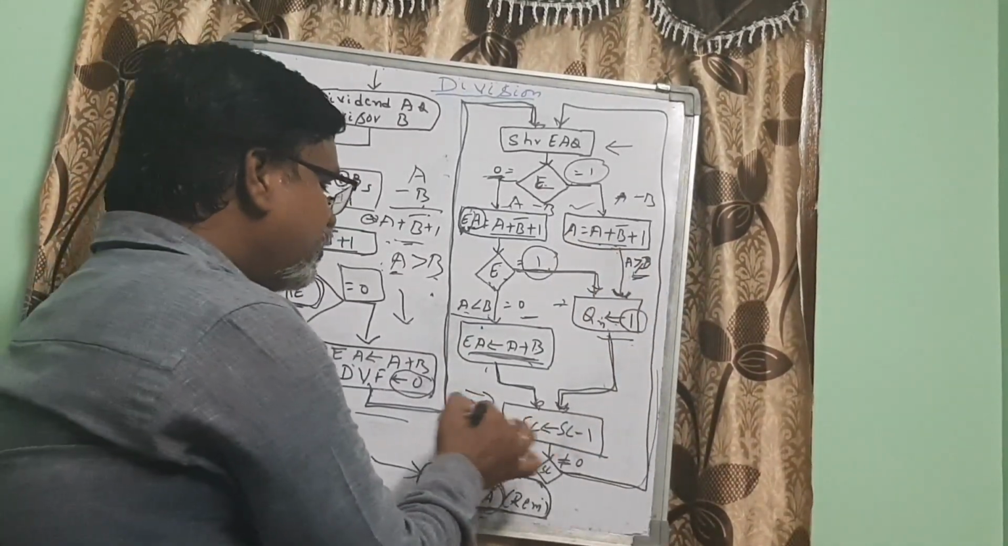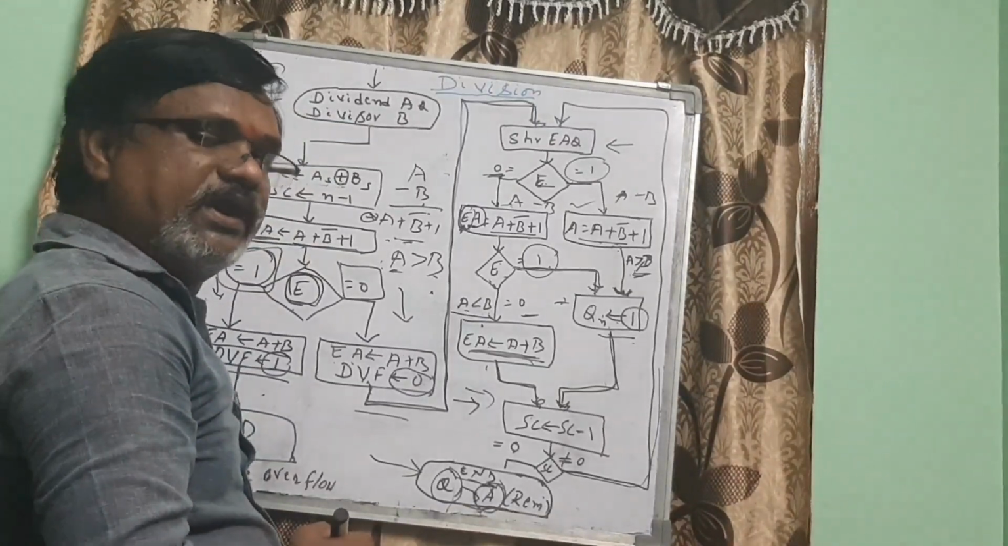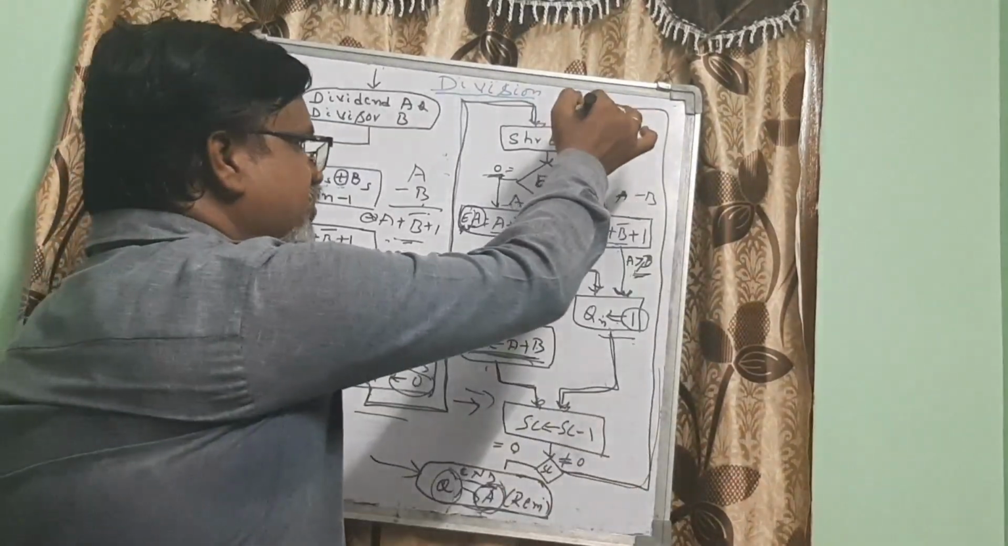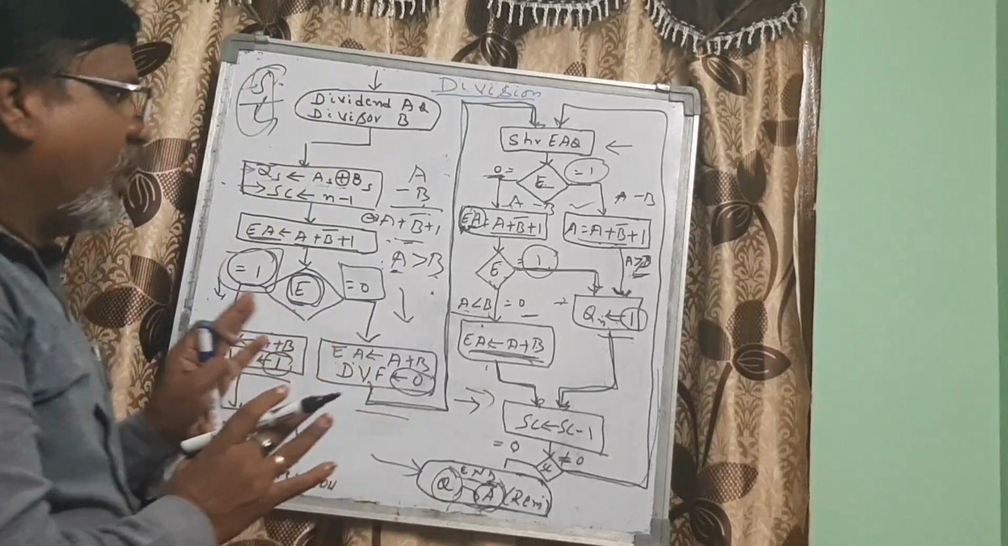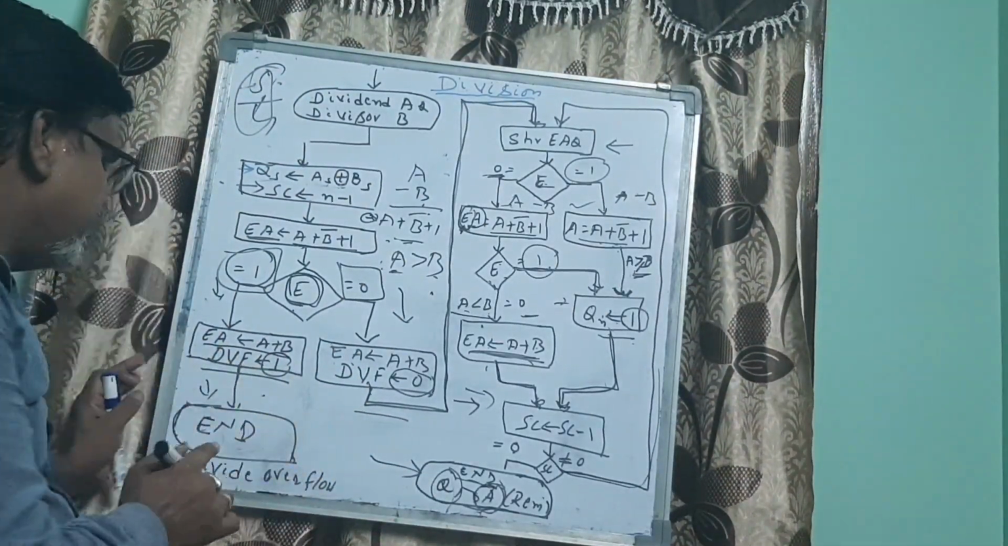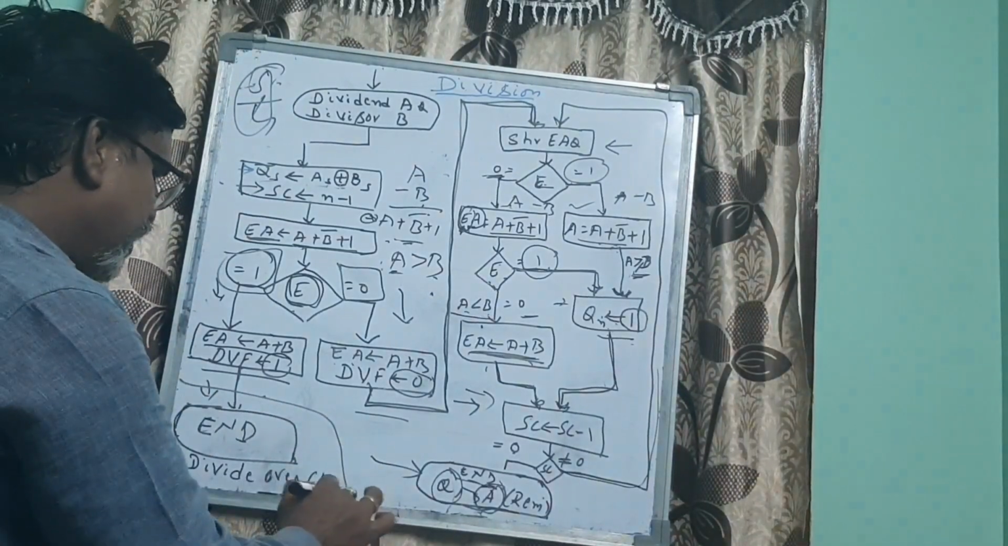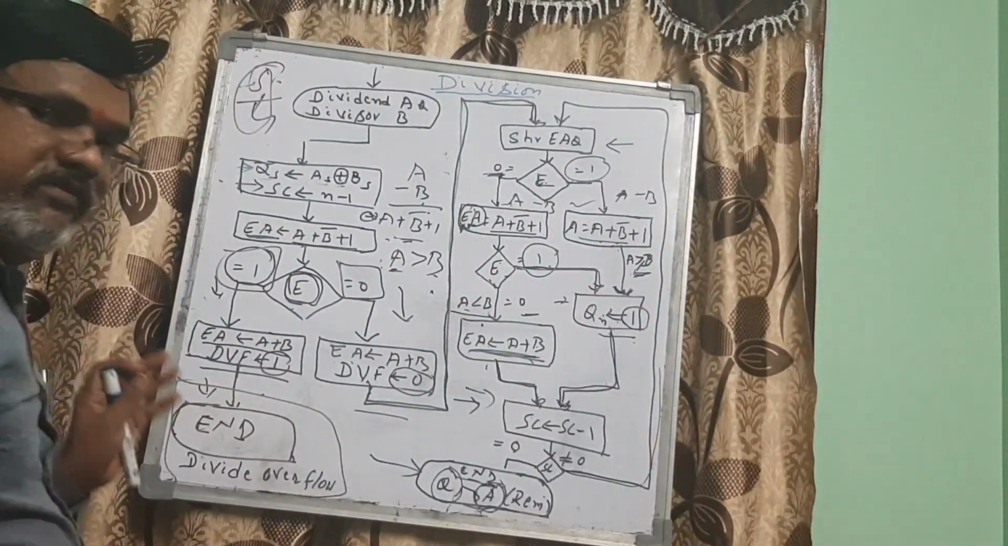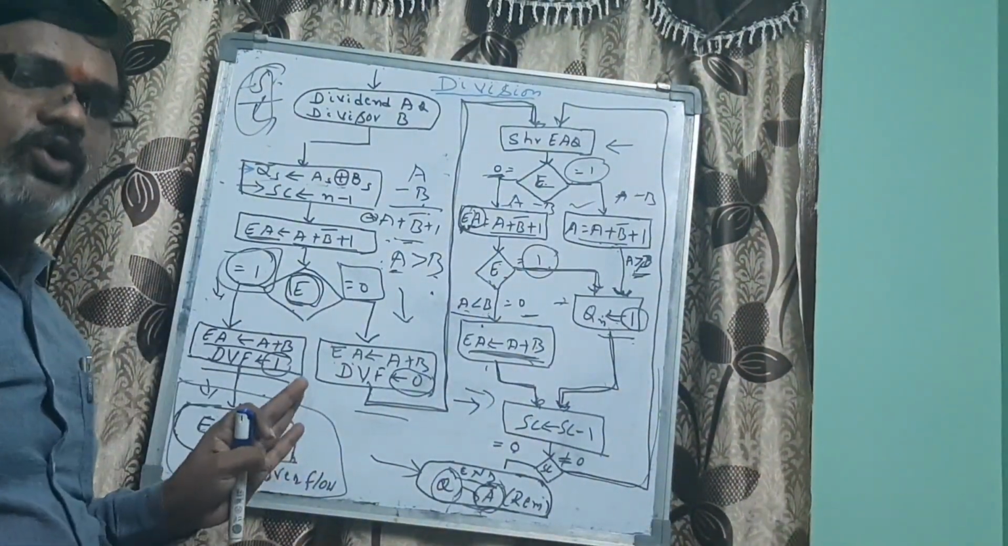Then the sequence counter will be decremented by 1. So checking the sequence counter, getting back. This is the flowchart representation of your division algorithm. Here you will get a new concept called divide overflow. In the beginning only you have to check.